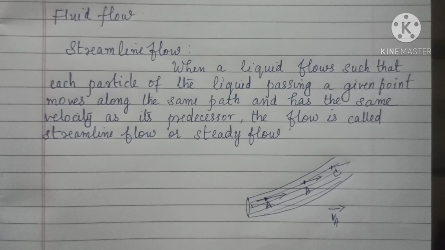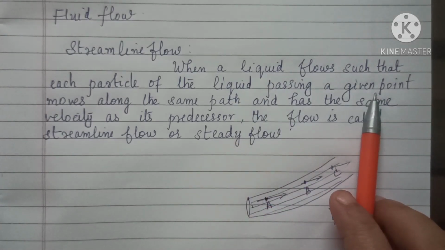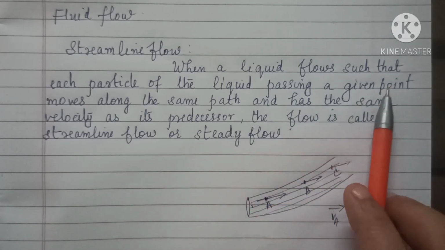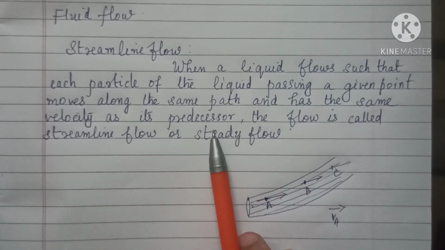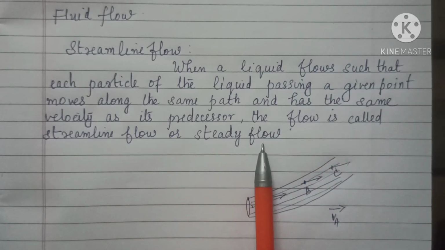So listen here. What is streamline flow? When a liquid flows such that each particle of the liquid passing a given point moves along the same path and has the same velocity as its predecessor, the flow is called streamline flow or steady flow.